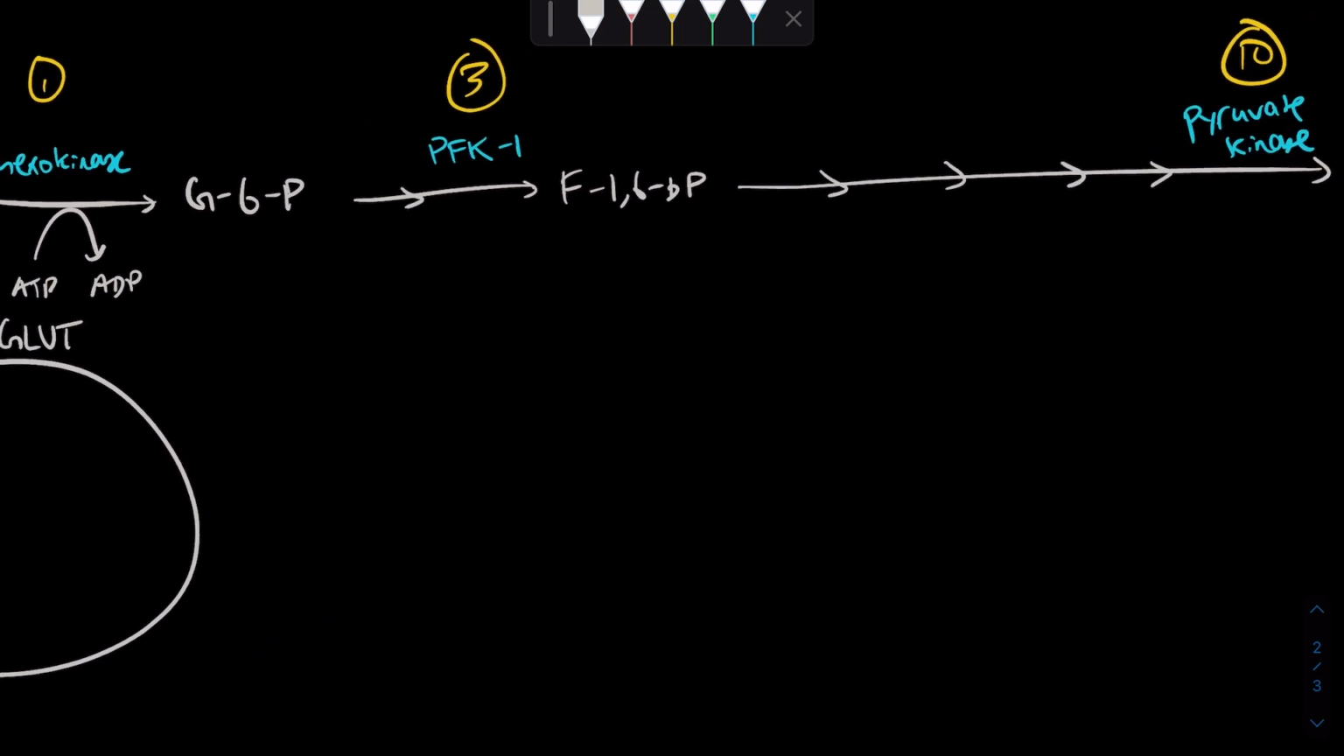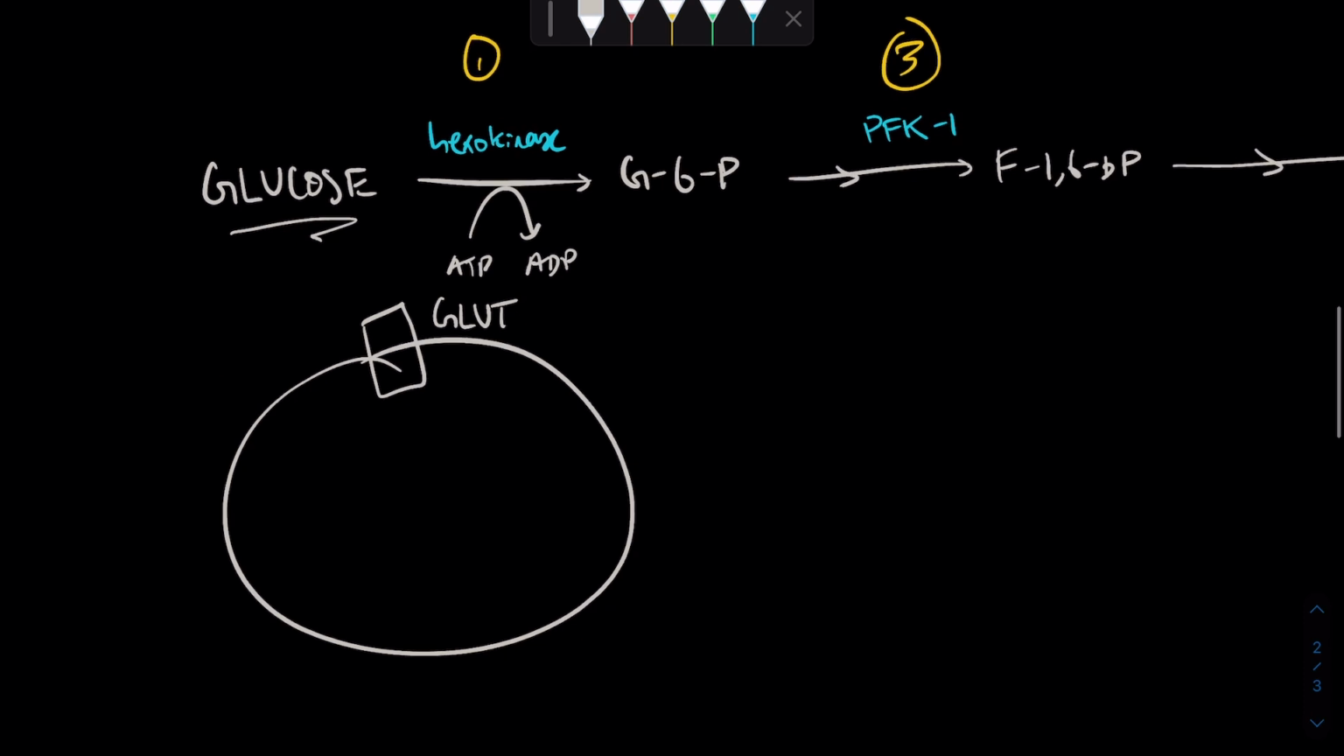Step 3 is pretty much the most important step when it comes to regulation of glycolysis. PFK1 is the first committed step of glycolysis. After you make F16BP, that molecule has to go through glycolysis. It can't stop. Before that, glucose can just get stored. G6P can get stored as glycogen, so it doesn't have to go through glycolysis.